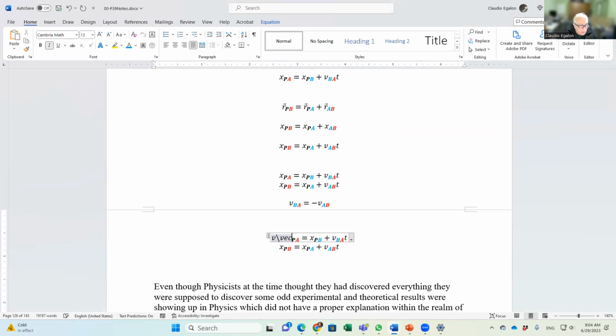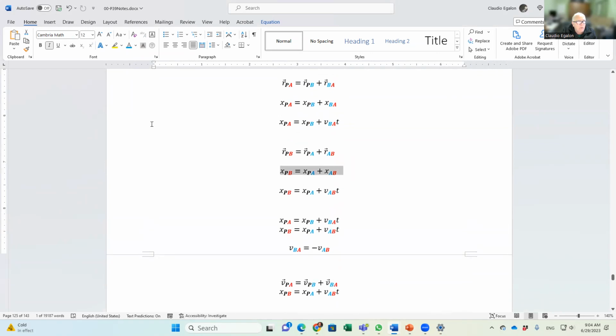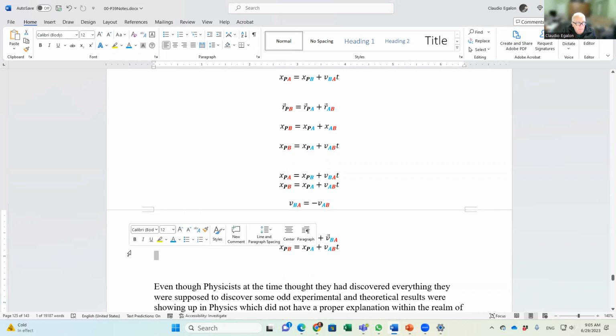Velocity of P with respect to A is the velocity of P with respect to B, and the velocity of B with respect to A. Okay, that's another equation of relative motion. And how do we get that? We get that just by differentiating this equation here. Not this equation, sorry, this equation here. Maybe that's what you are mixing up with, okay?